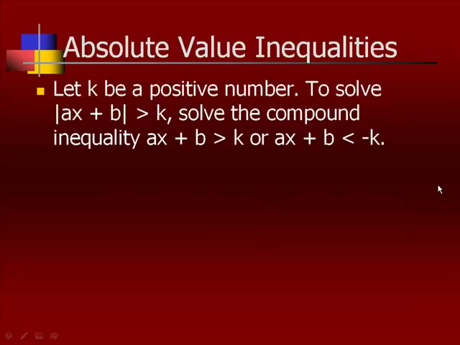So, to solve inequalities for absolute values, solve the compound inequality: ax plus b is greater than k or less than negative k. I'll say it again. First case, just like it is without the bars. Second case, change your sign and change the sign of the number.